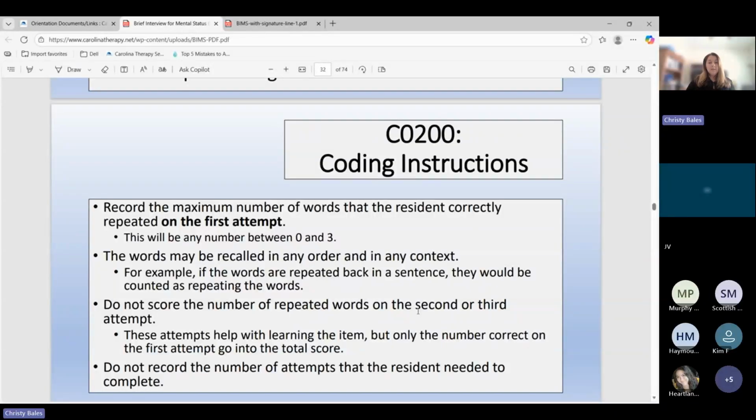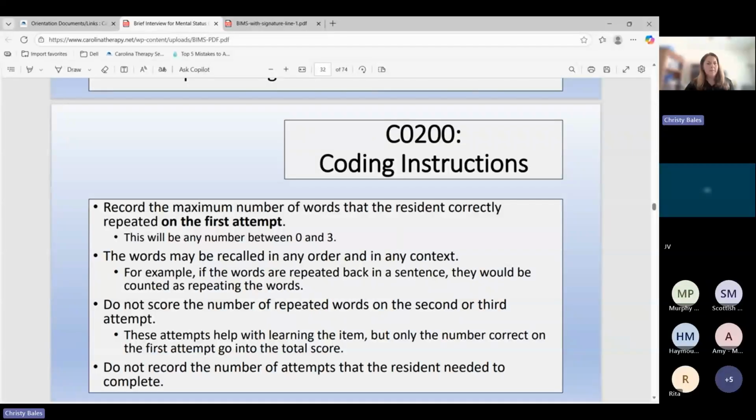Record the maximum number of words that the resident correctly repeated on the first attempt. This will be any number between 0 and 3. The words may be recalled in any order and in any context. For example, if the words are repeated back in a sentence, they would be counted as repeating the words. Do not score the number of repeated words on the second or third attempt. These attempts help with learning the item, but only the number correct on the first attempt goes into the total score.